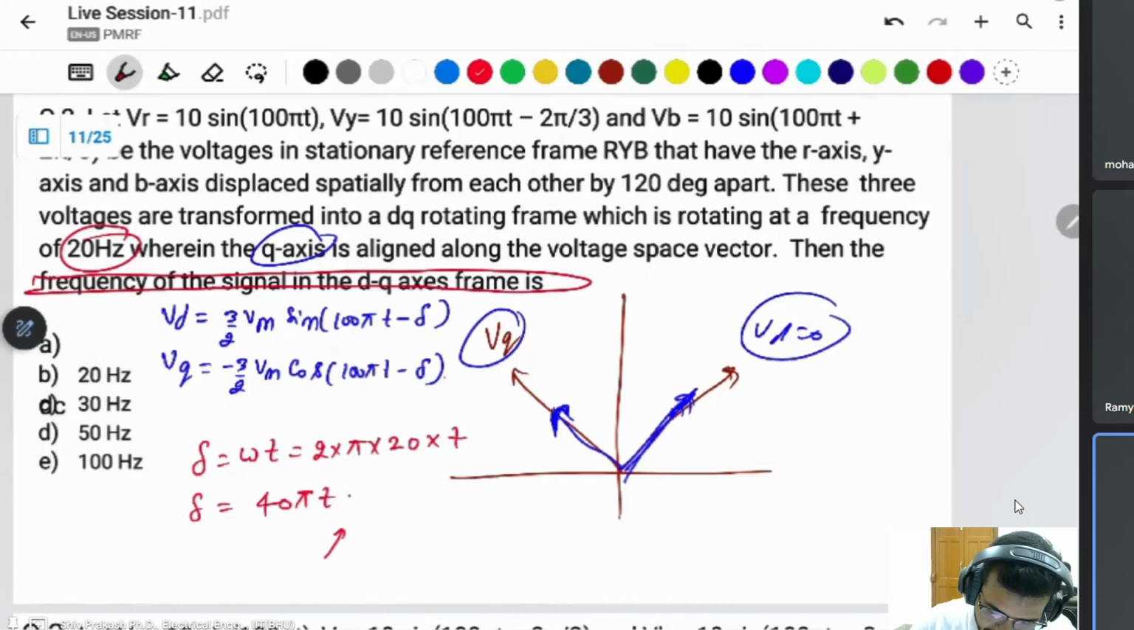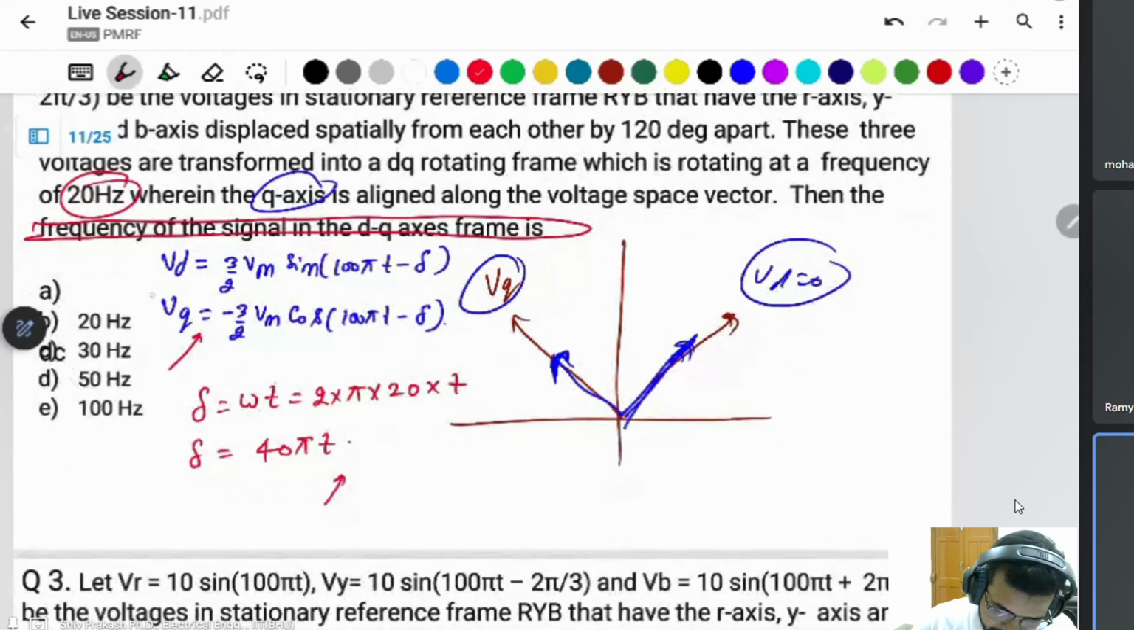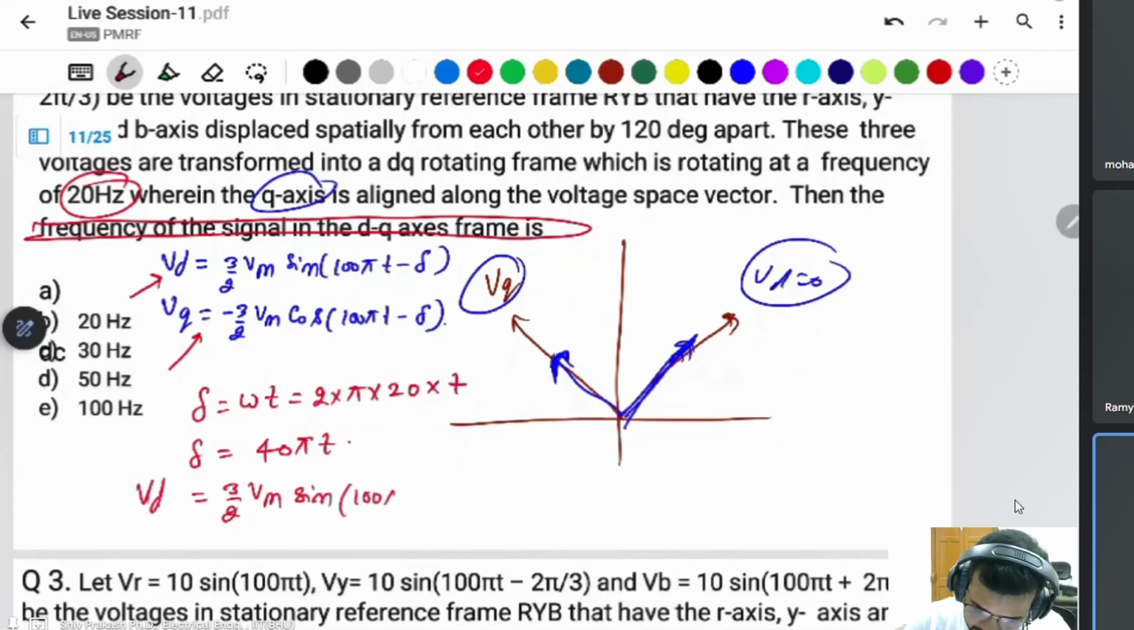Then what is the frequency of any signal? You can take any one of them, either Vd or Vq, because both frequencies are the same. There is no difference between them. This will be 3 by 2 Vm sine of 100 pi t minus delta, which is 40 pi t.